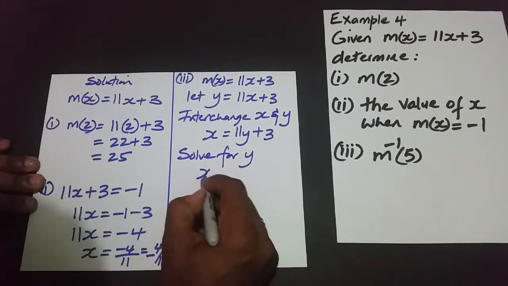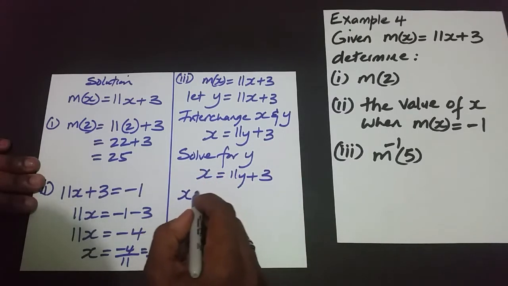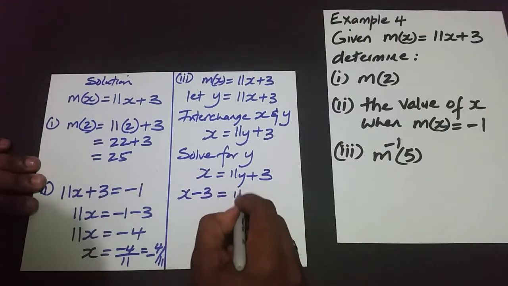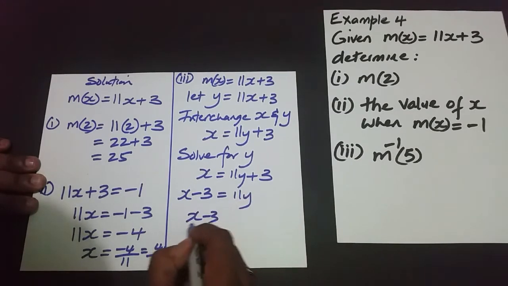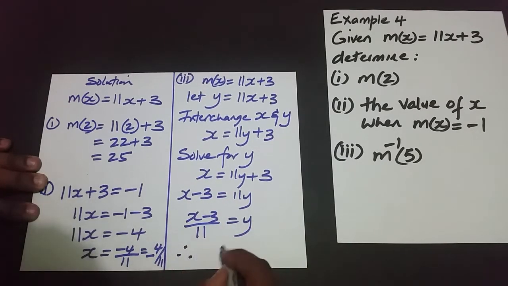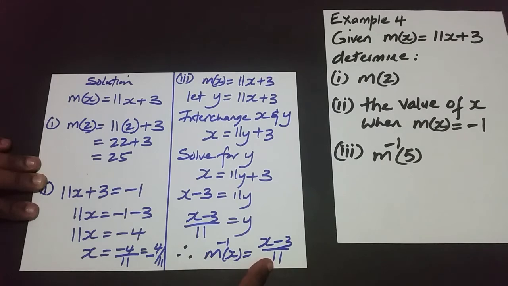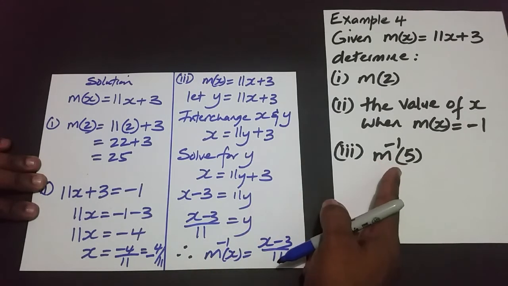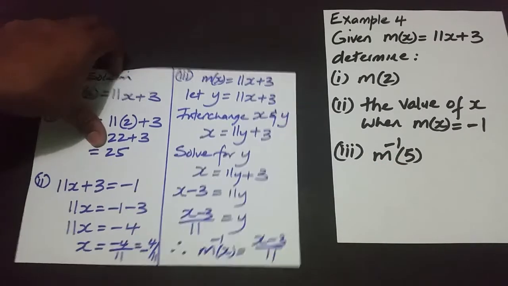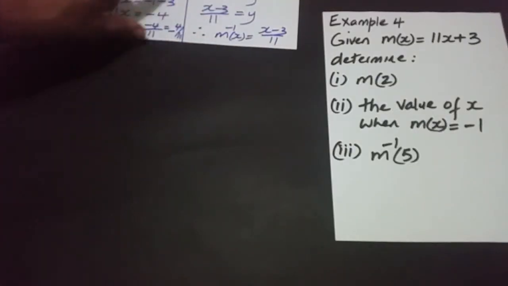So I'm going to write this back. And the first thing we're going to do is move 3, take it over, it becomes minus. And of course, x minus 3 divided by the coefficient of y, which is 11. And this will be equal to the inverse of m of x. So the inverse of m of x is equal to x minus 3 over 11. Now this is what we're going to use to determine what the inverse of m of 5 is. So I'm just going to slide this up, and we have to pay attention to what the inverse is here.